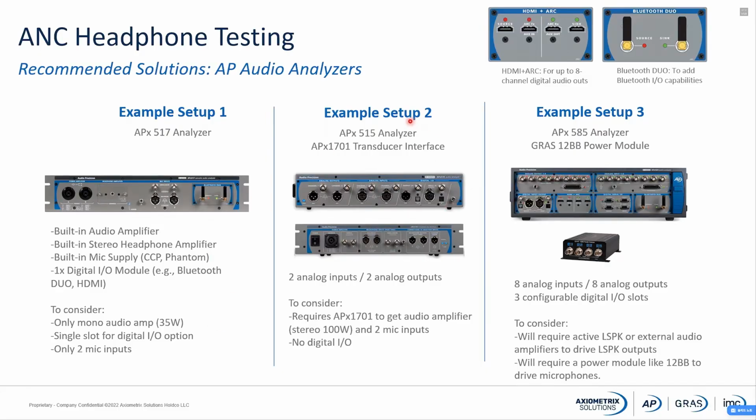The setup number 2 is using an APX 515 analyzer and an APX 1701 transducer interface. So with this setup, you get 2 analog inputs to connect the left and right channel of the test fixture, sorry, and 2 analog outputs. With this analyzer, you don't have a built-in power amplifier or a built-in microphone supply, and that's why we are adding the 1701. The 1701 is giving us a stereo power amplifier output of 100 watts, and then the 2 microphone inputs, and then this can be connected together with the APX 515 analyzer.